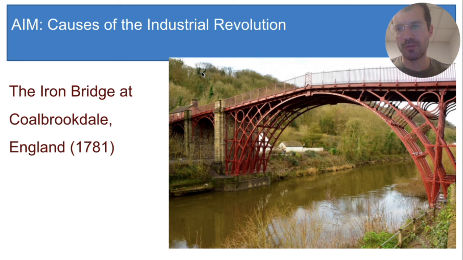Here's a picture of one of the first large cast iron constructions, the Iron Bridge at Coalbrookdale in England. Iron and steel were incredibly strong materials, and as production increased, it stimulated all kinds of new industries. Bridges, machines, railroads, and eventually buildings would all be made with iron and steel.